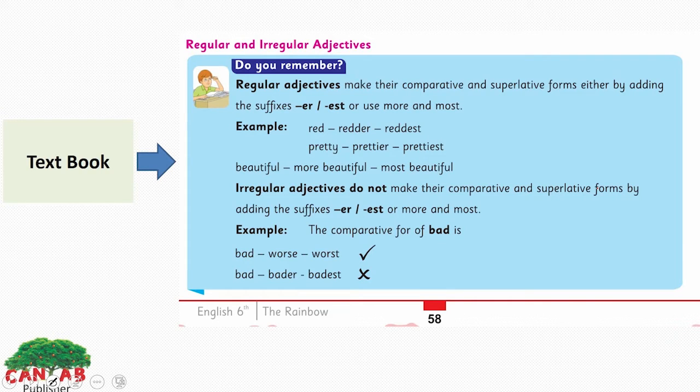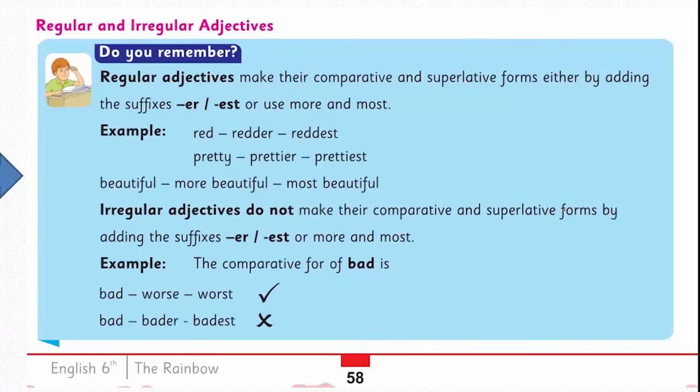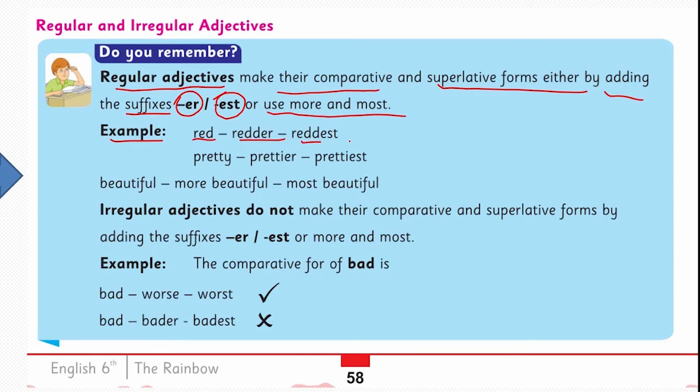In our previous lesson we discussed adjectives of quality, quantity and absolute adjectives. Here, regular adjectives make their comparative and superlative forms either by adding the suffix er and est, or by using more and most. A suffix is a group of two letters or one syllable which, when we add it to a word, changes its meaning. For example, red, redder, reddest. Pretty, prettier, prettiest. Beautiful, more beautiful and most beautiful.